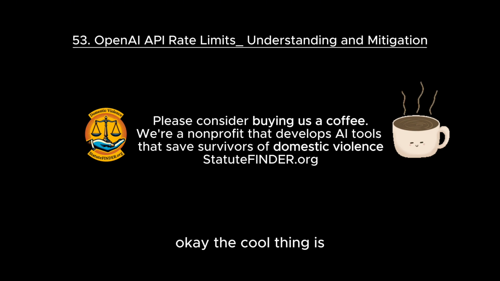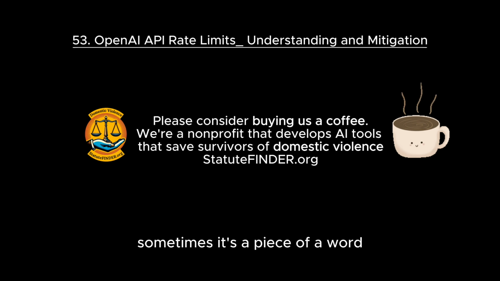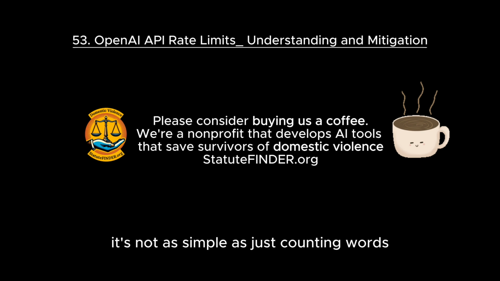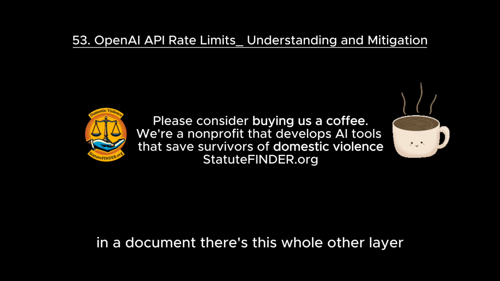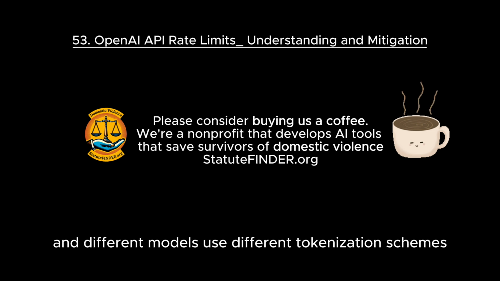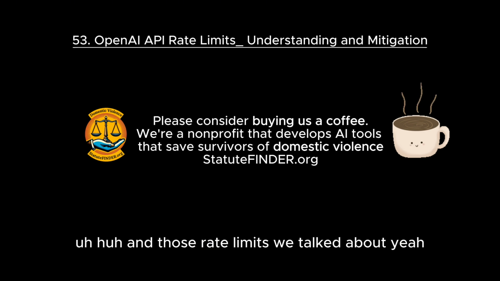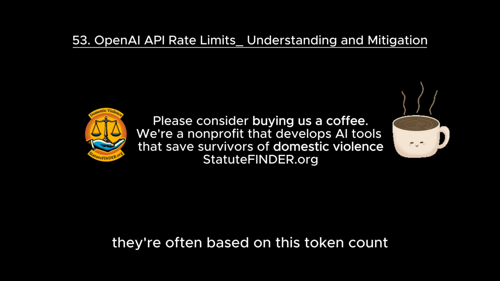The cool thing is, one token doesn't necessarily equal one word. Sometimes it's a piece of a word or even just punctuation. So it's not as simple as just counting words in a document. There's this whole other layer of breaking down the text into these tokens that the model actually works with. Precisely. And different models use different tokenization schemes, which can impact how many tokens your text uses. And those rate limits we talked about, they're often based on this token count, so it's super important to understand.